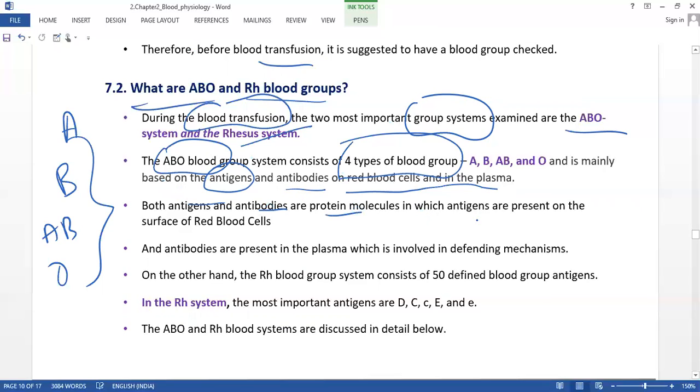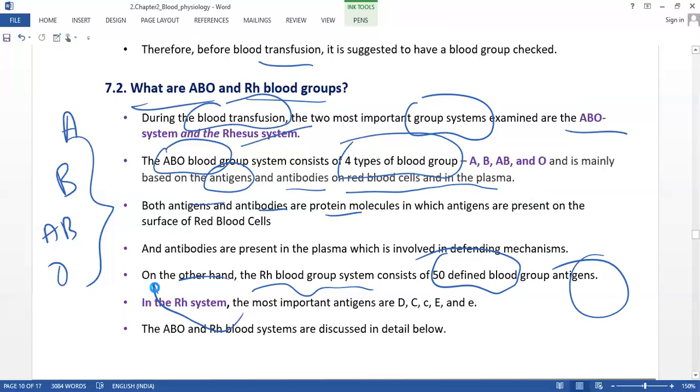The antigens will be present on the surface of the RBC, and the antibodies are present in the plasma. The Rh blood grouping system consists of 50 defined blood group antigens.